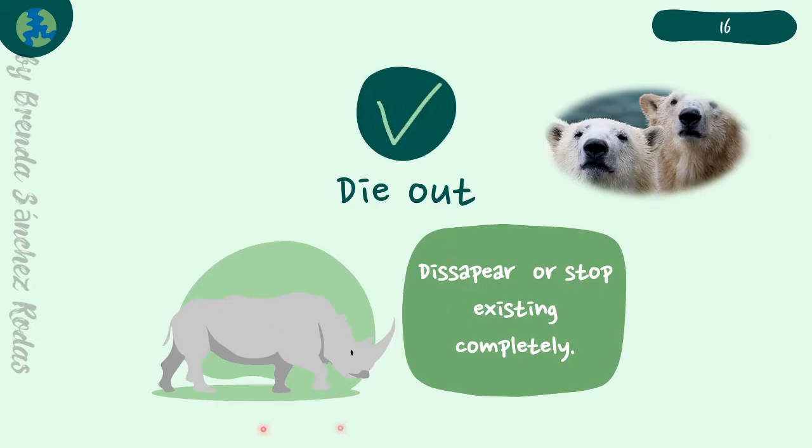Die out. Die out means disappear or stop existing completely. Like it's happening with polar bears right now, and we should be conscious about them and try to save them or do something about this, okay?